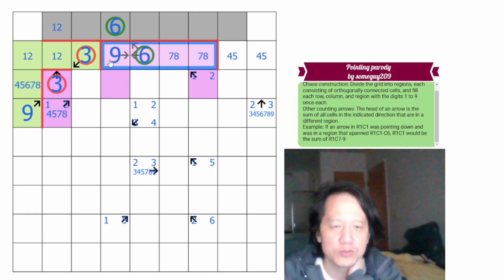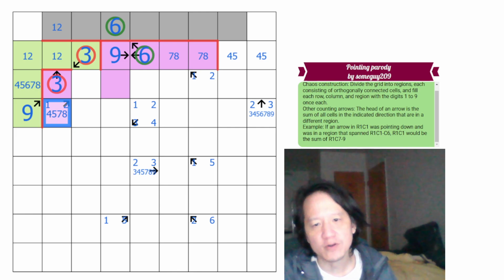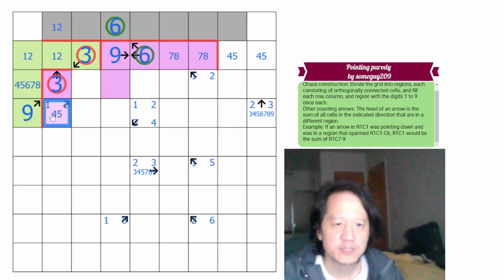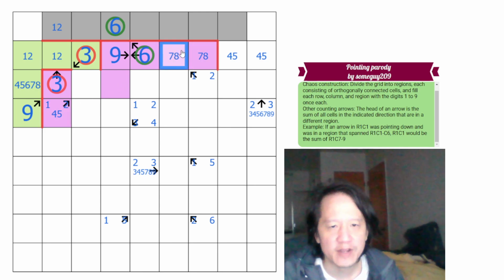If you have 1, 2, 3, 4, 5, 6, 7, 8, 9. Oh, wait. In addition... Okay. So we know this cannot be 7 or 8. If this is 7 or 8, it's part of the pink region. We already know the 7 or 8 has to be part of the pink region. Therefore, this can't be 7 or 8. So this is 4 or 5.